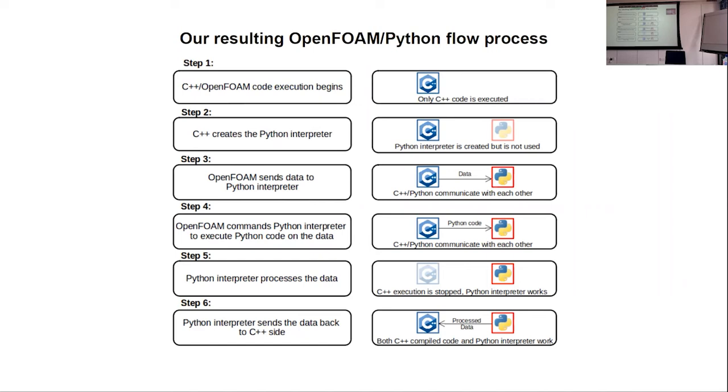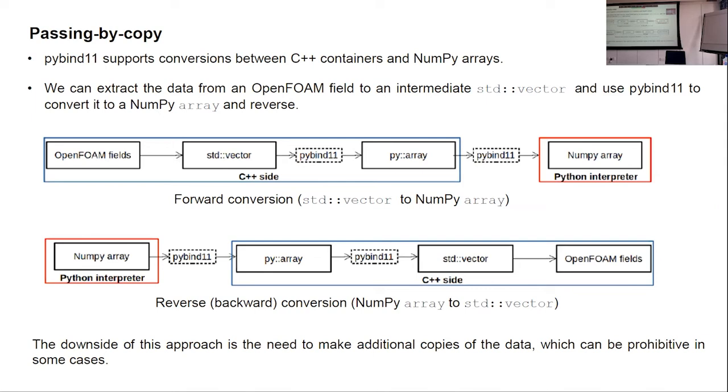Then we realized that there were several ways to do this if we are using Pybind11. The first one is called passing by copy, because Pybind11 has built-in support for converting standard vectors in C++ to NumPy arrays. We needed to extract the information from the OpenFOAM field, create a standard vector, and then convert it to a py::array that is basically C-compatible data that is directly transferable to the Python interpreter as a NumPy array. We can also do the reverse conversion, which takes the NumPy array and converts it into an OpenFOAM field. But as you can imagine, this has a downside, and that is that we need to make intermediate copies of the data. And we were not really happy about that.